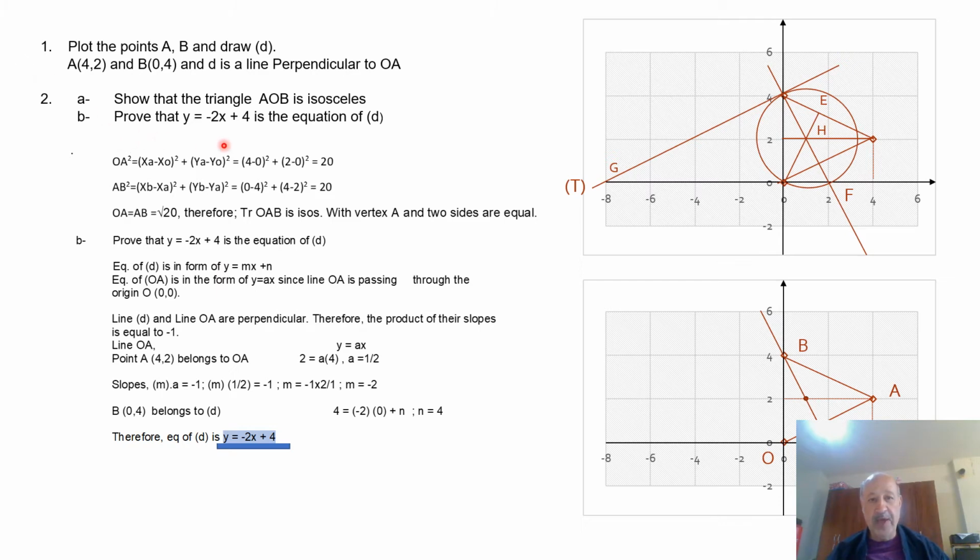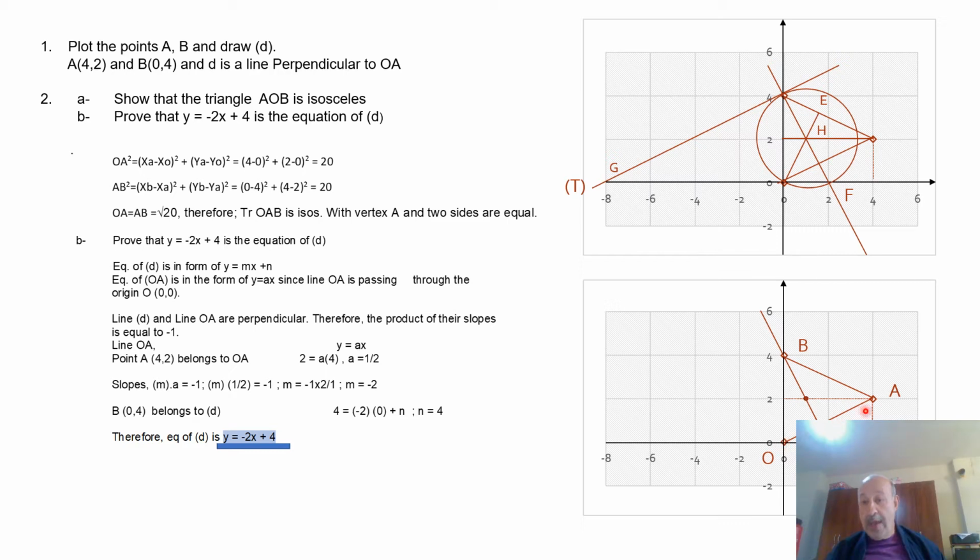Question B. Prove that y equals minus 2x plus 4 is the equation of D. So this is D here. We're going to find the equation of D. So how would we find the equation of D? Line D is perpendicular to OA and cuts OA at a right angle here. So it's an altitude in triangle OAB. So if OA and D are perpendicular, then the product of their slopes should be equal to -1.